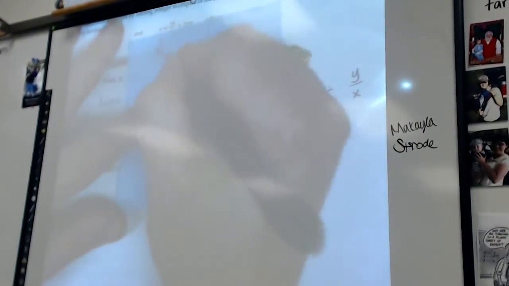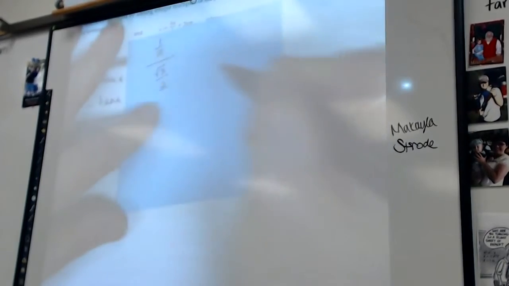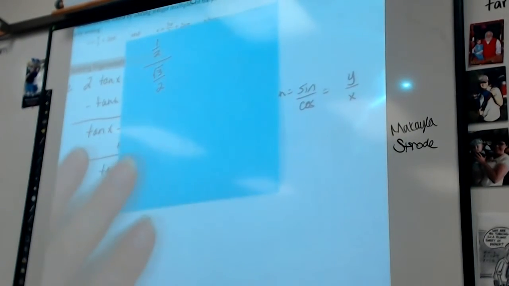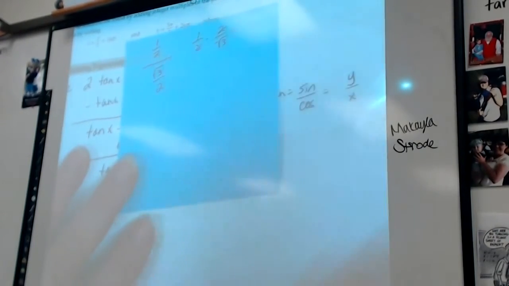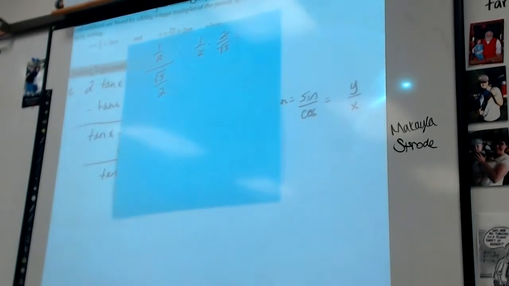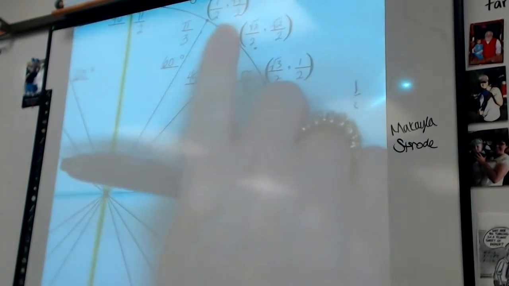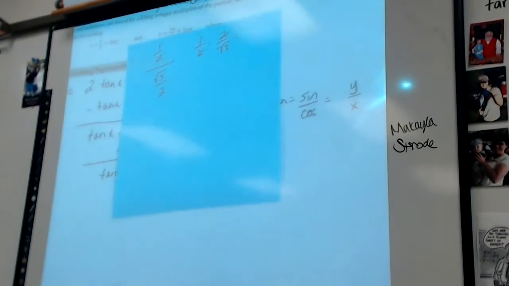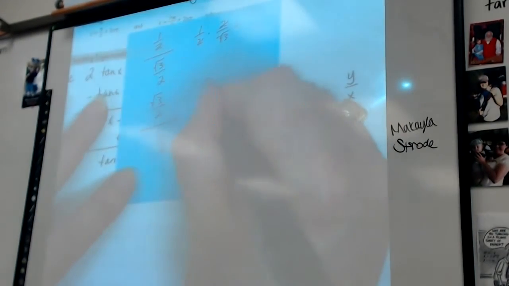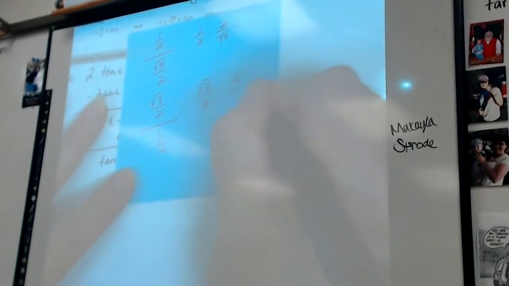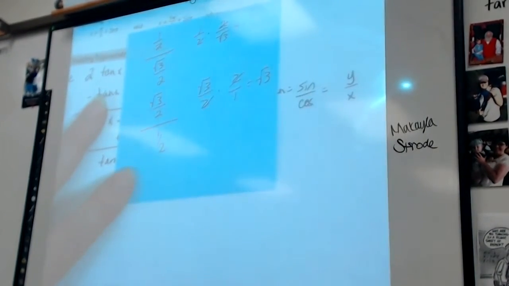One half divided by the square root of 3 over 2. 1/2 times 2 over square root of 3, right. So we would get 1 over the square root of 3, wouldn't we? Not square root of 3. Actually, square root of 3 over 3. Exactly. So let's try this one then. Square root of 3 over 2 divided by 1/2. That would be square root of 3 over 2 times 2, right?